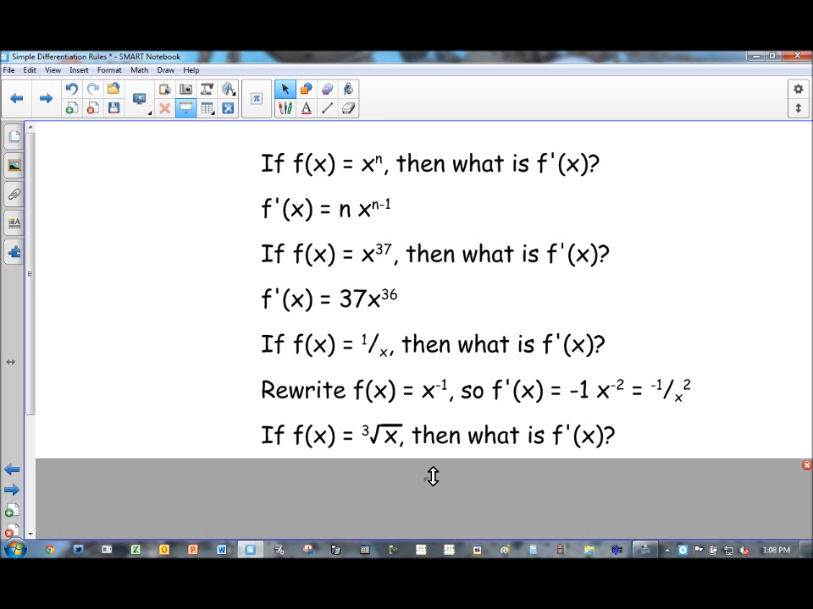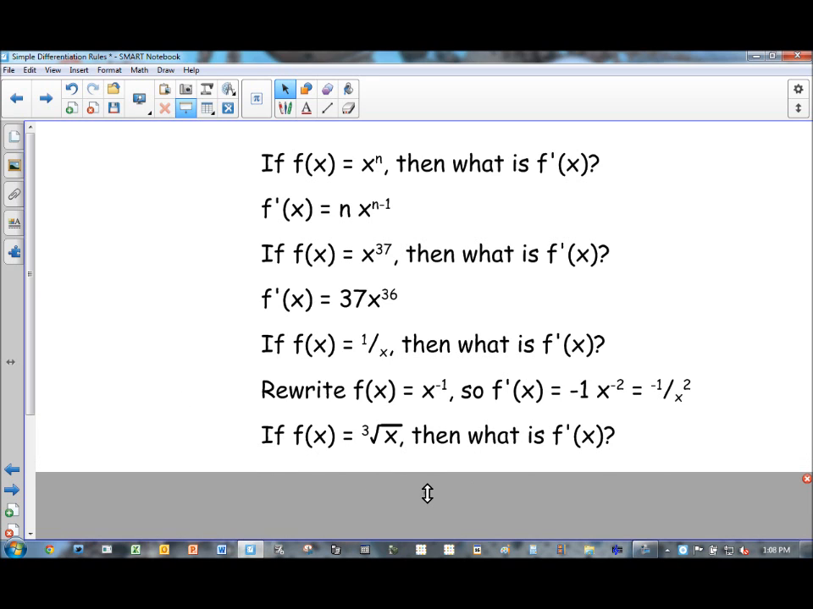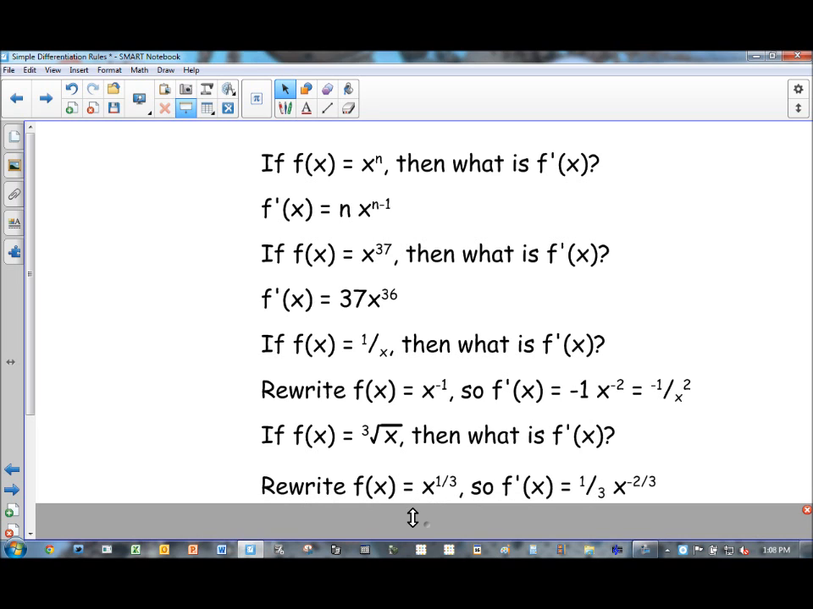What if I had something like this? If f of x is the cube root of x, then what is f prime of x? Again, it's not written as x to some exponent n, so I need to change it so that it is. I'm going to write it as x to the 1/3, and now I can follow the rule. The 1/3 goes out in front as a multiplier, and then I reduce the exponent by 1 to get my new exponent. So 1/3 is my coefficient out front, and my new exponent is negative 2/3, which is what I get when I do 1/3 minus 1. So the derivative is 1/3 times x to the negative 2/3.